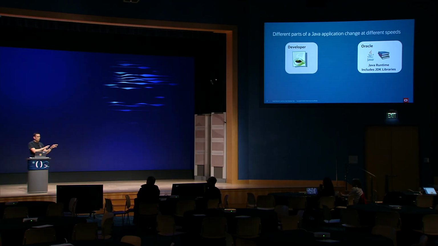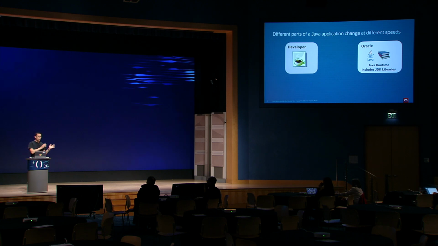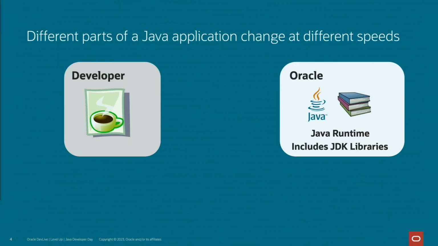Now, the developer code and the third-party libraries are under the control of the Java developer, so they can only be updated if the Java developer updates the application. The Java runtime, on the other hand, is updated by somebody like Oracle and lets the users update their application without actually changing the developer code. This separation between the developer code and the runtime opens the door for some interesting opportunities.